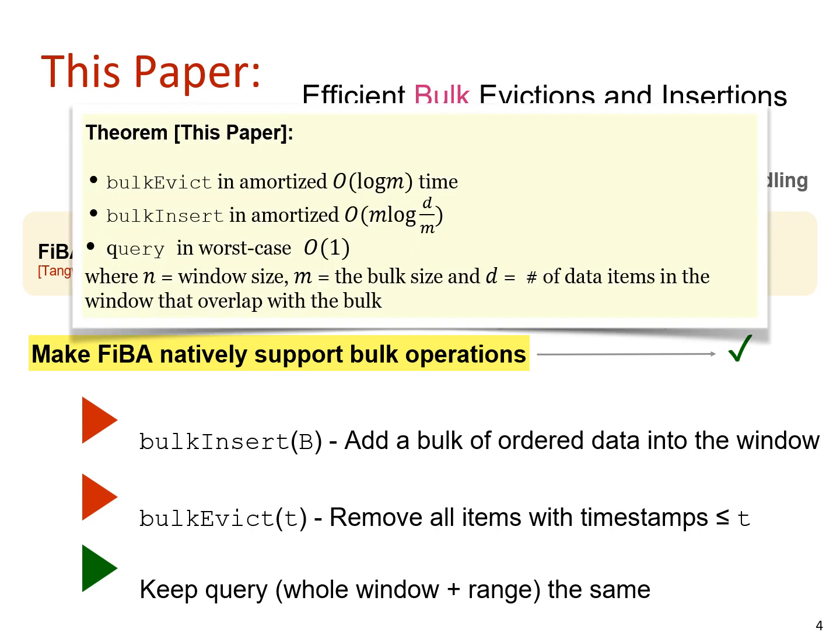And this paper proves three theorems, namely that bulk evict runs in amortized O of log m time, bulk insert in amortized O of m log d over m, and query in worst case O of 1, where n is the window size, m is the bulk size, and d is the number of data items in the window that overlap with the bulk, in other words, the degree of how out of order the stream is.